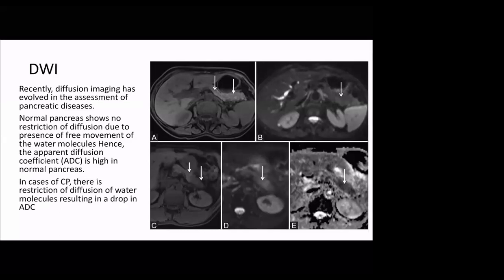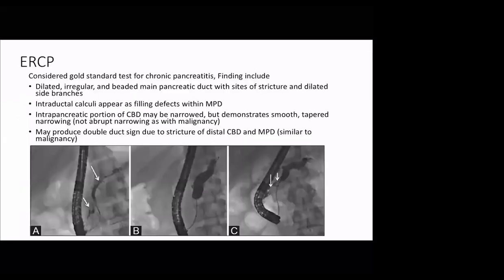الERCP هو gold standard test for chronic pancreatitis. The findings include a dilated, irregular, beaded main pancreatic duct with sites of stricture and dilated side branches. ممكن نشوف أيضا intraductal stones appearing as a filling defect within the main pancreatic duct. The intrapancreatic portion of the common bile duct may be narrowed but demonstrates smooth tapered narrowing. هذا اللي يفرقها عن المالجنسي. ده عادة يكون المالجنسي abrupt narrowing. May produce double duct sign due to stricture of the distal common bile duct and main pancreatic duct, which may mimic malignancy.